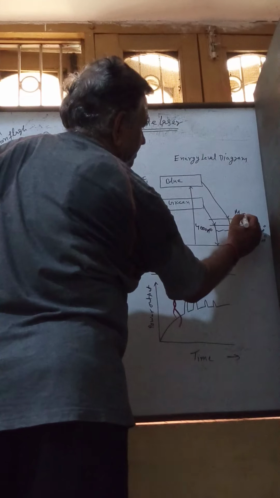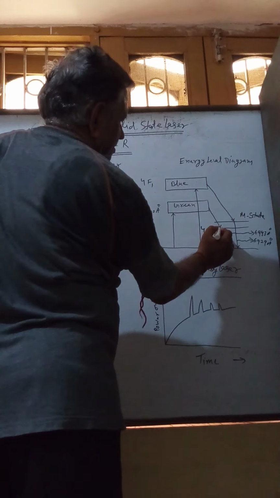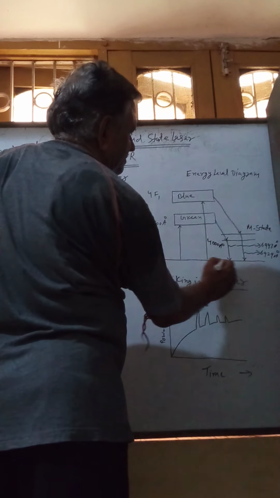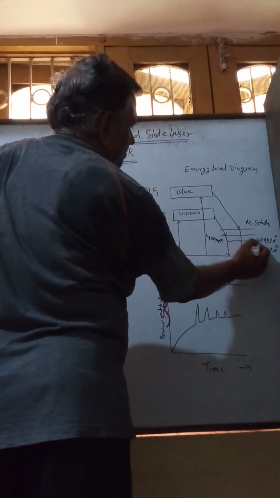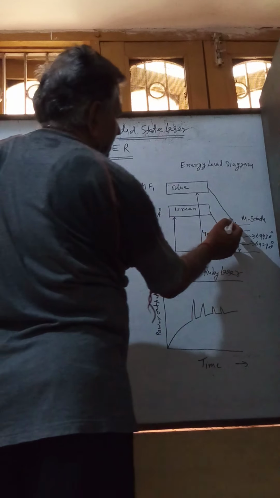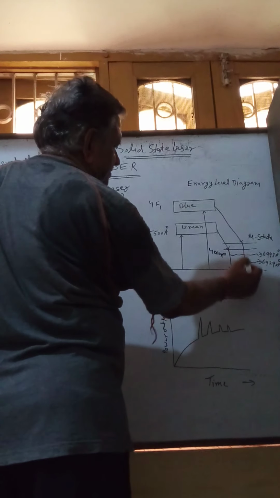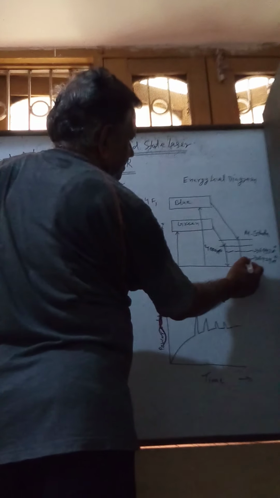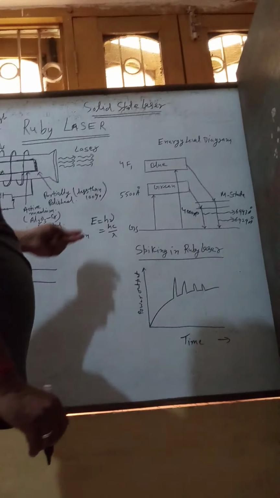When the green rays are absorbed, the atoms go to the metastable state, M state, then from the metastable state to the ground state, a 6943 angstrom laser beam is produced. And when blue atoms come to the metastable state and go to the ground state, then a 6929 angstrom laser is produced.